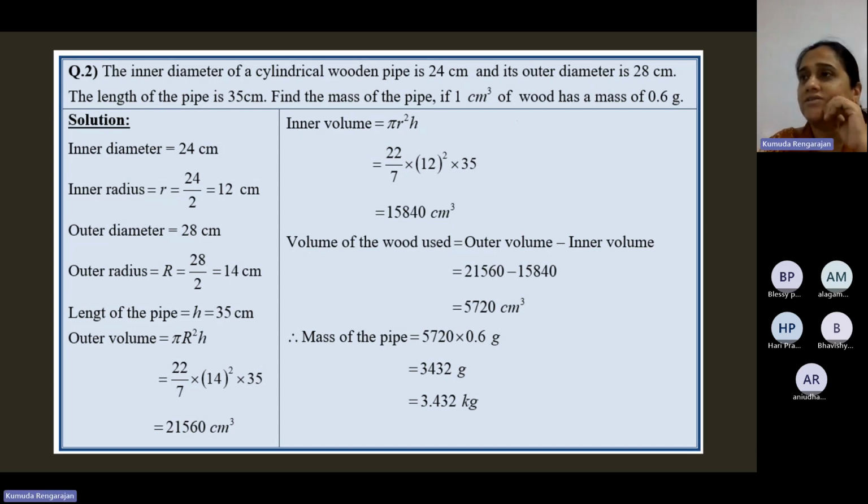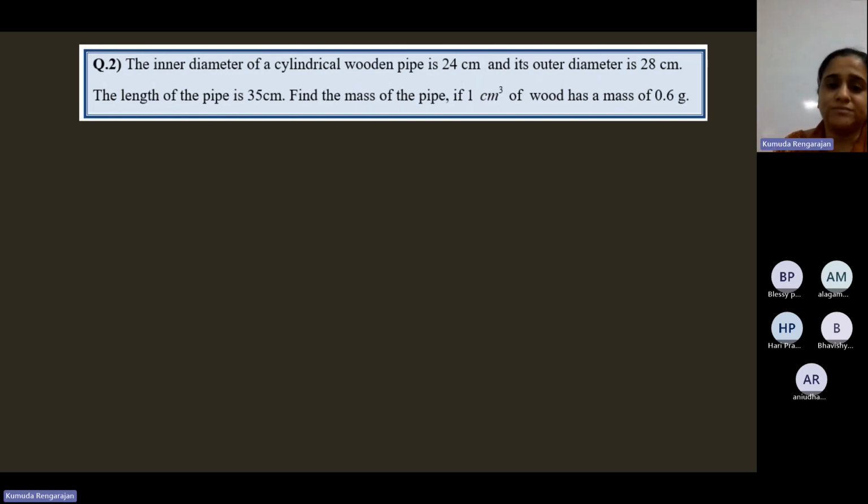So supposing you get 100 centimeter cubed there. 1 centimeter cubed, 0.6 grams. 100 centimeter cubed will be 0.6 into 100 grams. And that will be the mass of the wooden pipe. So to find the volume, we understood the formula is external volume minus internal volume.